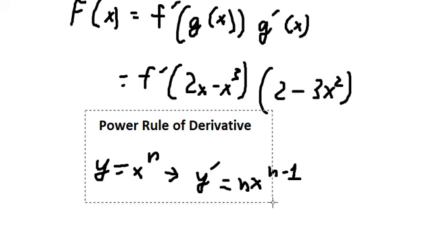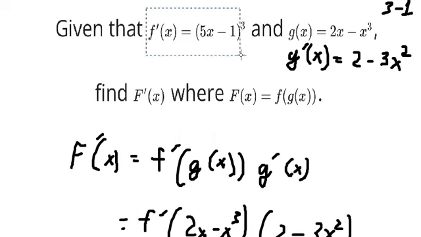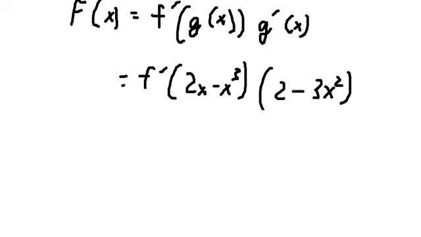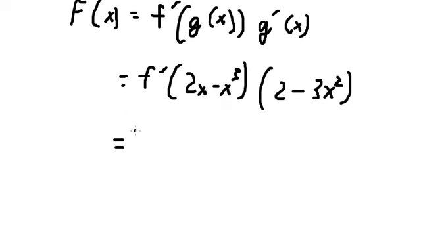Now, the next one, that is about this one. So we have this one in here. So we put 2x minus x to the power of 3 go in here. Because we just change the x into the new one. So we have like this.